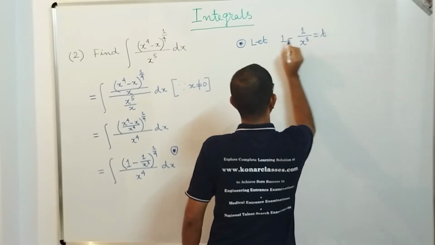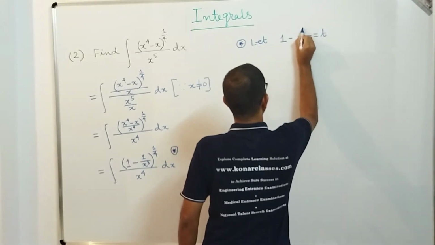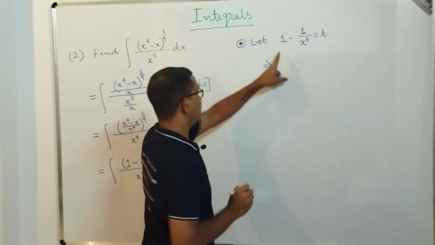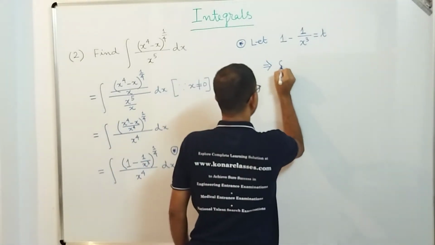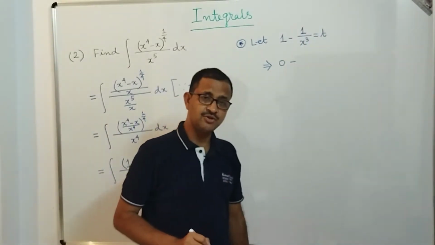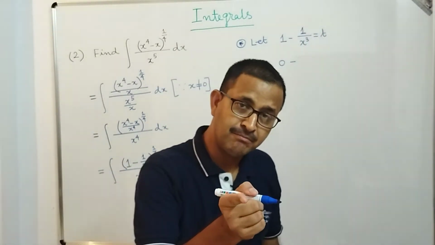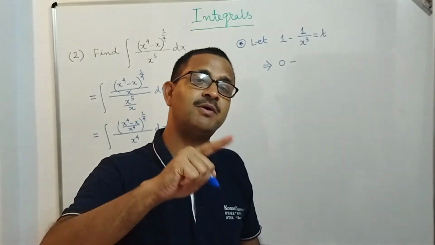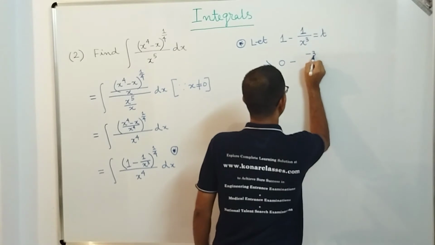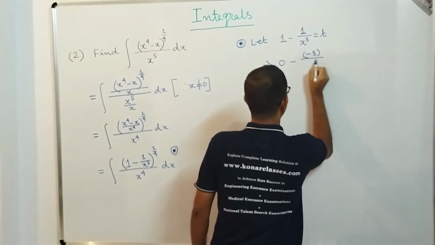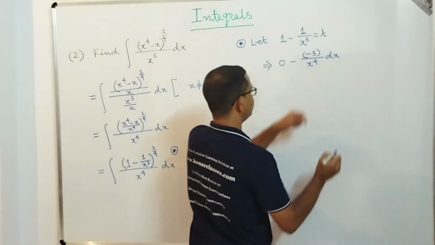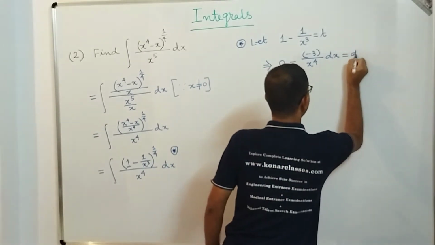is equal to t. So this implies if we differentiate both the sides, differentiation of 1 is 0 minus differentiation of x to the power minus 3, that becomes minus 3 into x to the power minus 4. So let me write minus 3 divided by x to the power 4 dx. X to the power minus 4 means 1 by x to the power 4. So that is equal to dt.